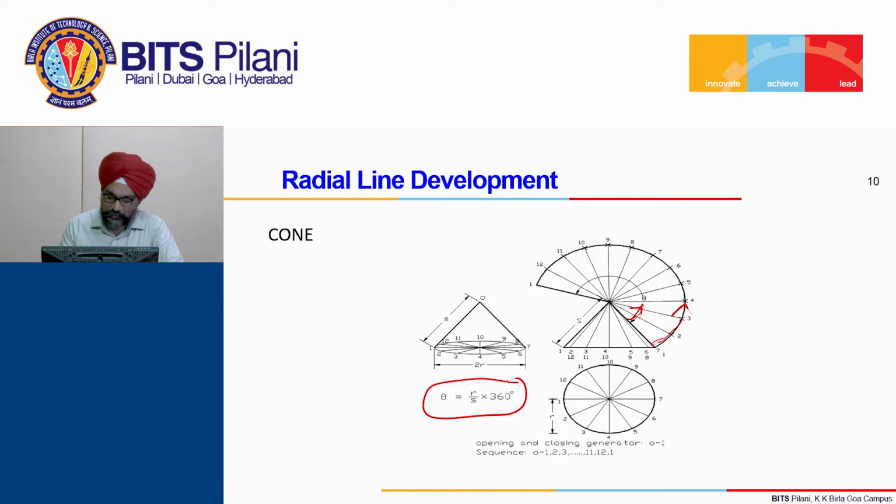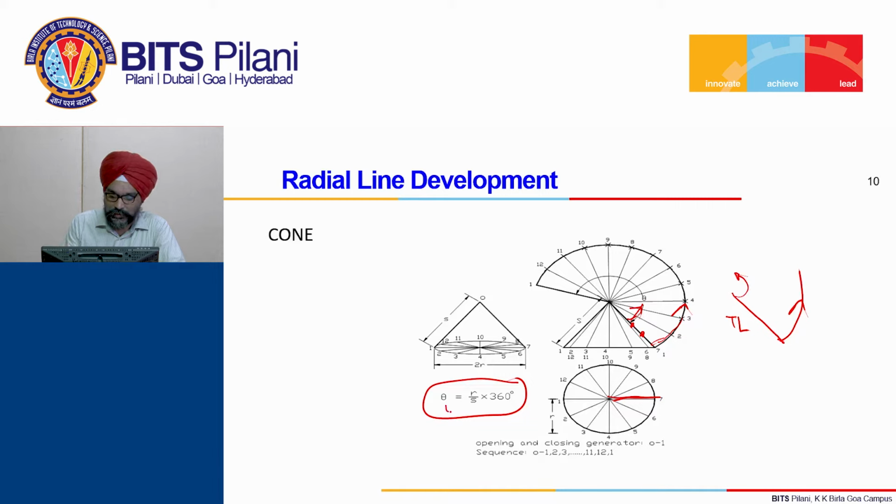In the radial line development method, the first principle remains the same: we have to use the radius of the development as the true slant length. The true slant length for the cone is already available, since the extreme edge of the cone is itself the true length. So we use that true length, and now the question is how much should be the arc length, or how much should be the traverse here.